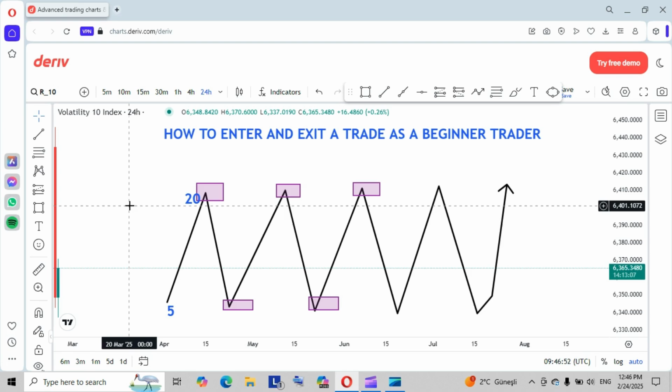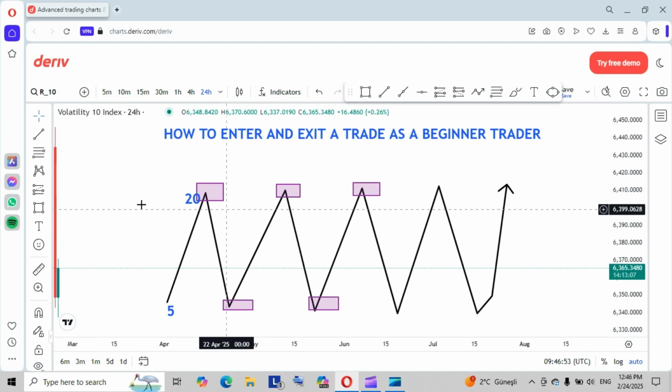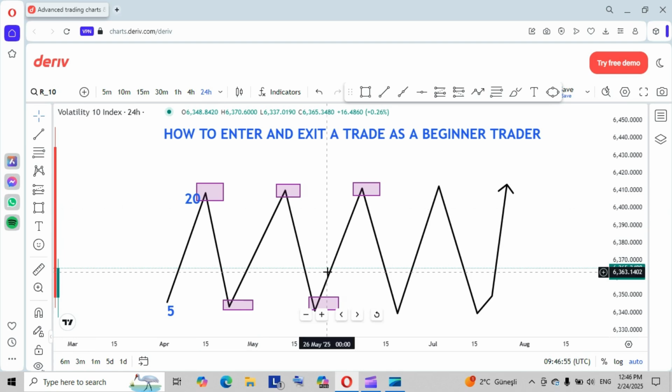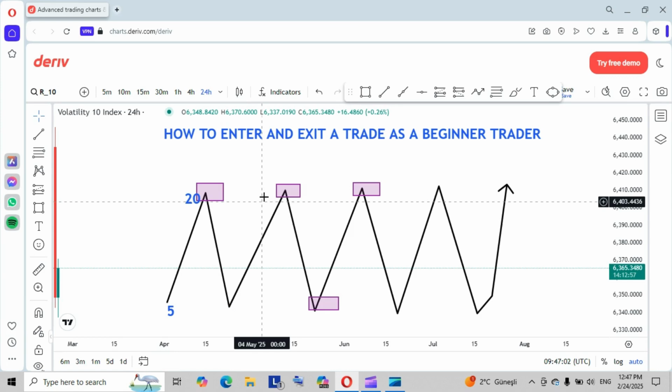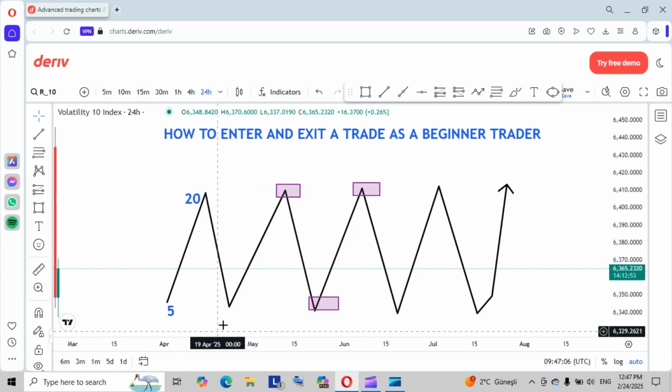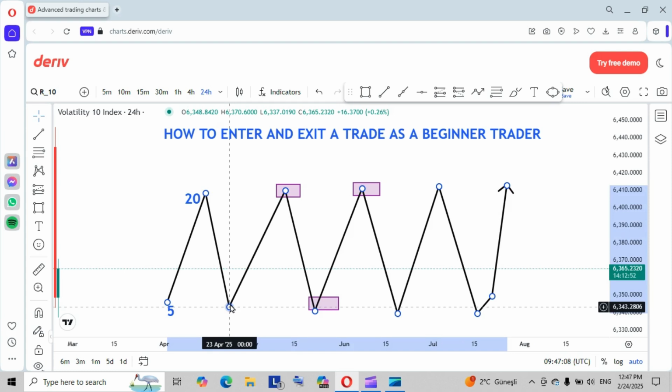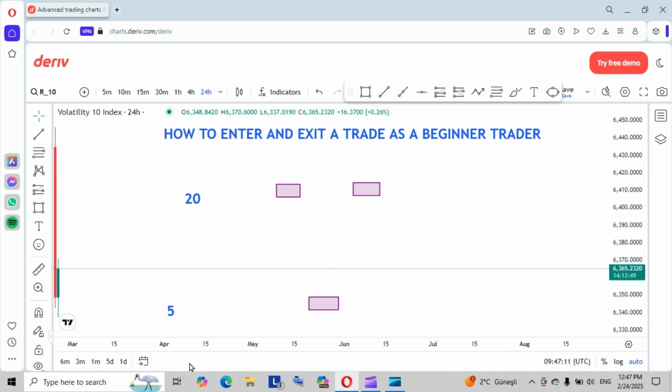So this is equal high and equal low. Now let me show you how to enter using these examples. Then we are going to go to the live chart, so you just see what I'm explaining. You can even use this with your mobile phone.